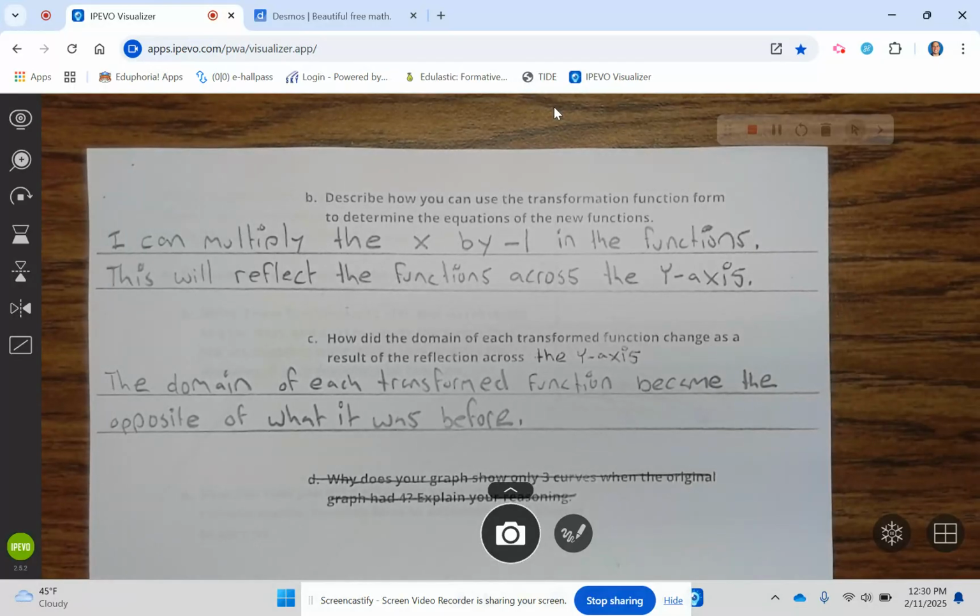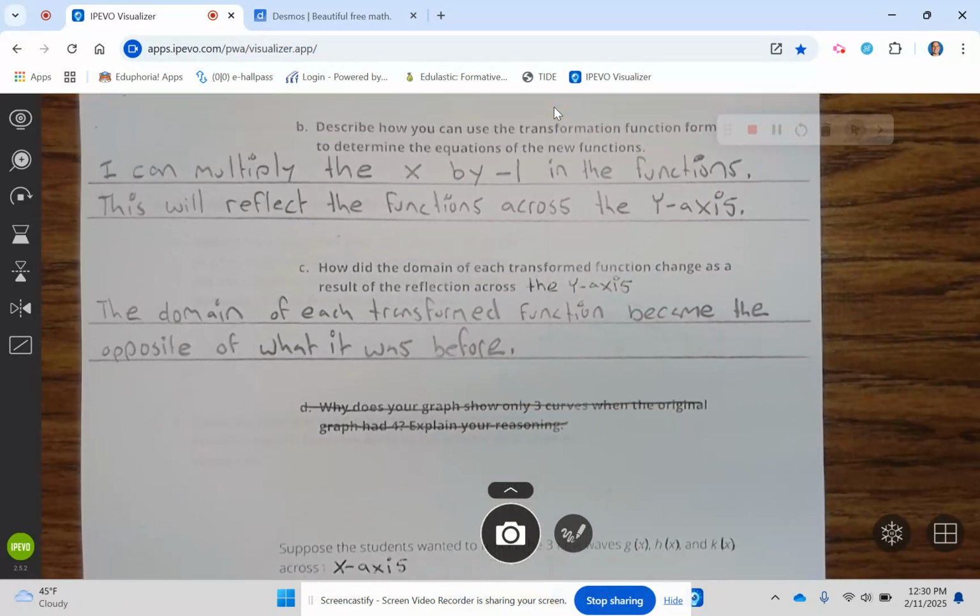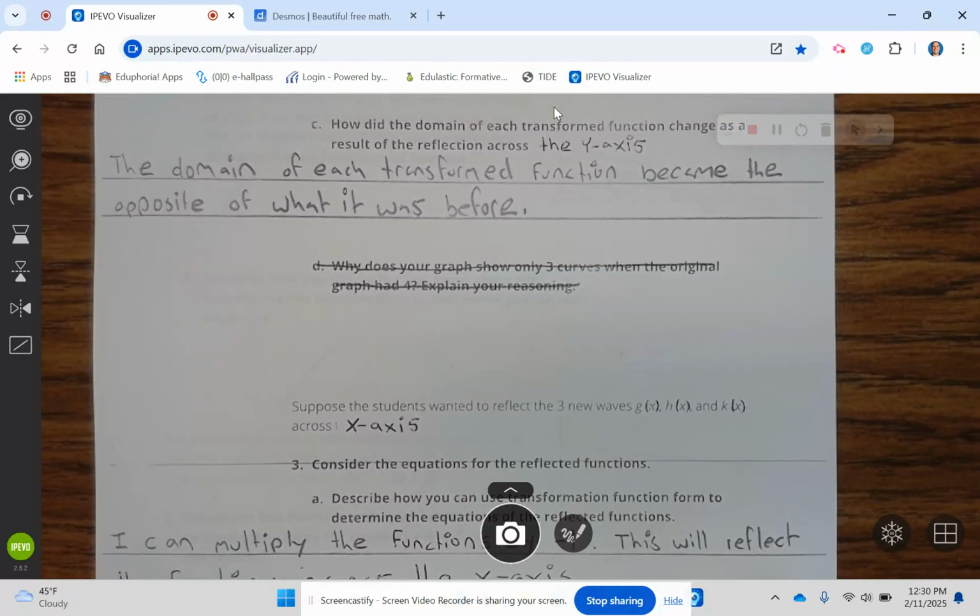B. Describe how you can use the transformation function form to determine the equations of the new functions. I can multiply the x by negative 1 in the functions. This will reflect the functions across the y-axis. C. How did the domain of each transformation function change as a result of the reflection across the y-axis? The domain of each transformed function became the opposite of what it was before. Go ahead and mark out D.